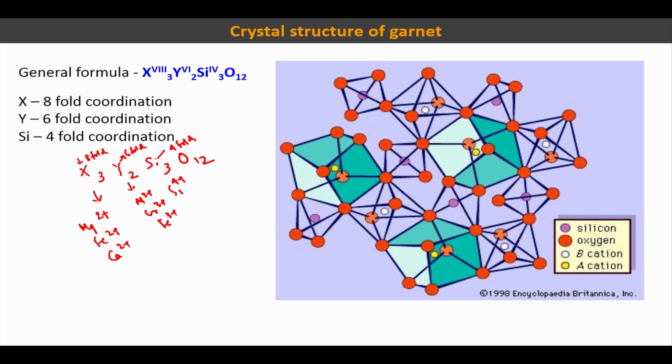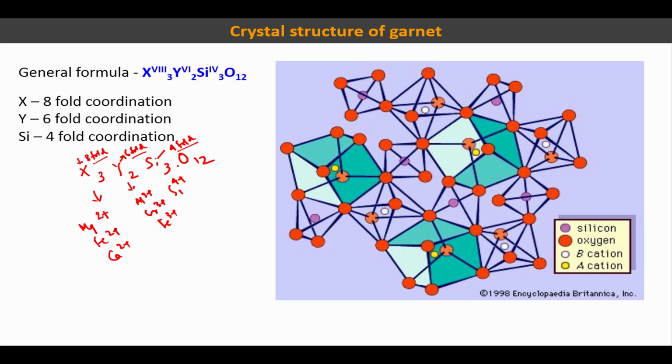I told you that most of the silicates present in the upper mantle have a 4-fold coordination, as silicon has a 4-fold coordination. So your garnet, which is present up to 12 to 15 volume percent in the upper part of the upper mantle, has this general formula. And if you see this diagram, it has 3 different structural sites: an 8-fold coordination, a 6-fold coordination, and a 4-fold coordination.